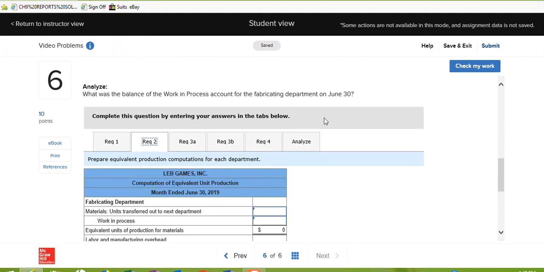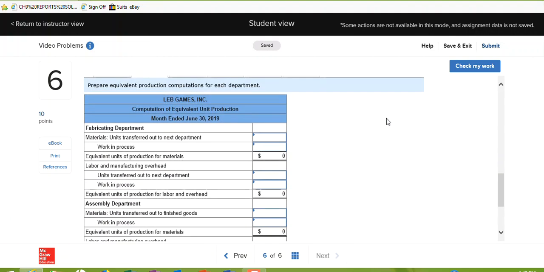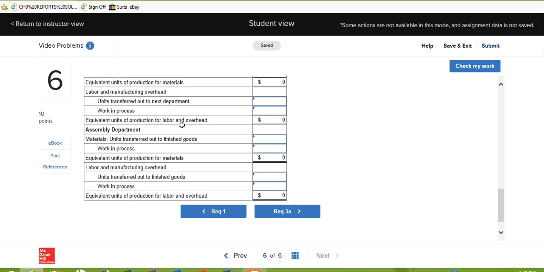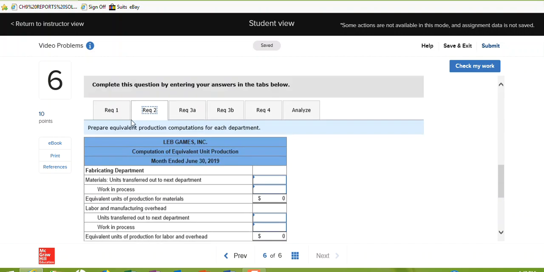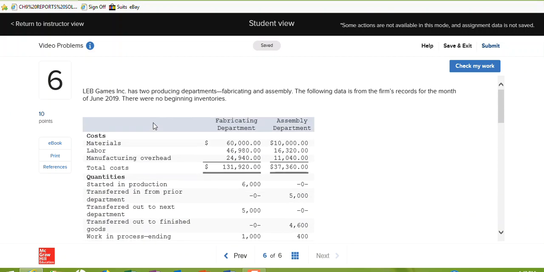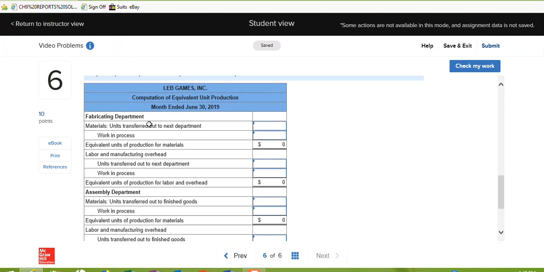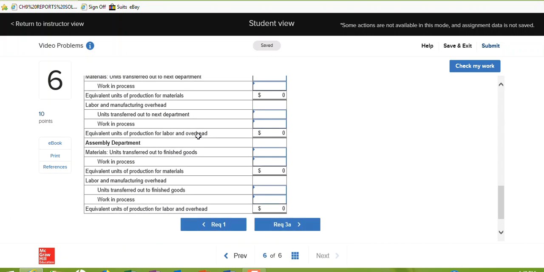So let's see, requirement 2 says prepare the equivalent production computations for each department. So we're going to click on requirement 2, and we have this lovely chart here. But thankfully they've got all the labels in it, so maybe it won't be too bad. All right, so we've got 2 departments. Here's our fabricating, here's our assembly. It looks like whatever we're making, and I already forgot, games, was it games? Yeah. They fabricate the games, so the flow is they fabricate and then stuff goes to the assembly department, it would appear to me.